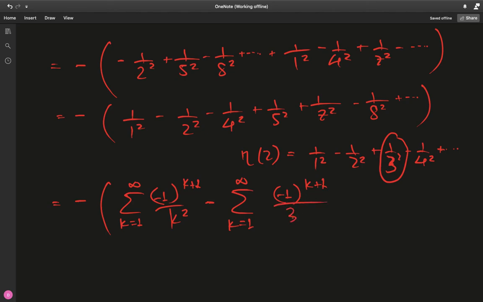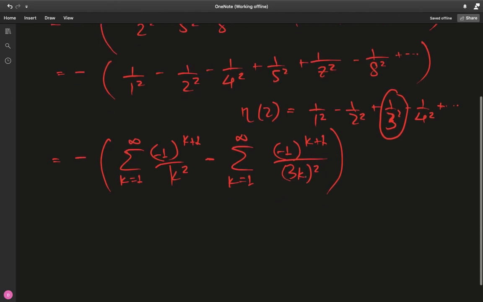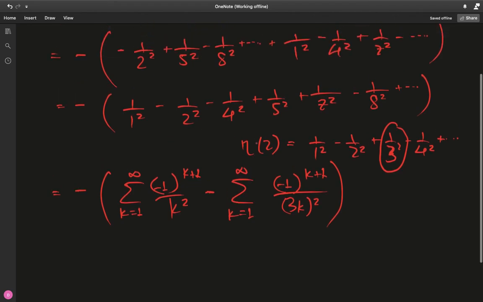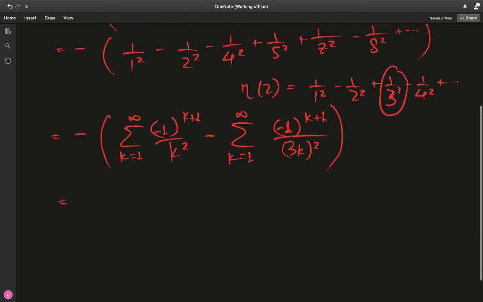So 3k, the whole thing squared, because 3k will always be a multiple of 3 because k is an integer. 3 times any integer is always going to be a multiple of 3, so that it will generate all these missing multiples of 3. So this series can be written as the original series with all the multiples of 3 minus the series that only has the multiples of 3.